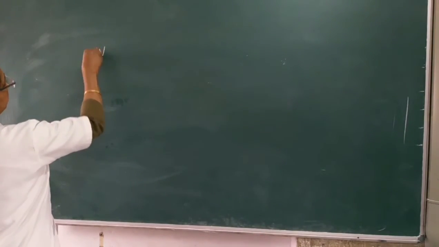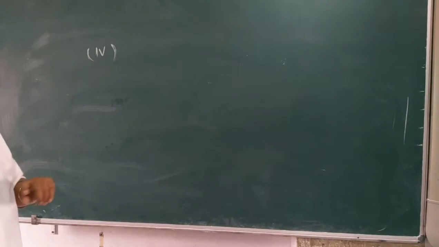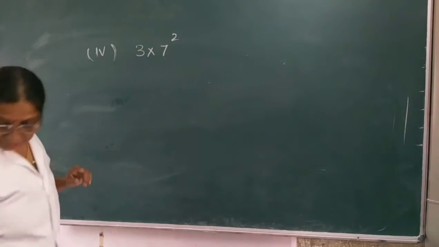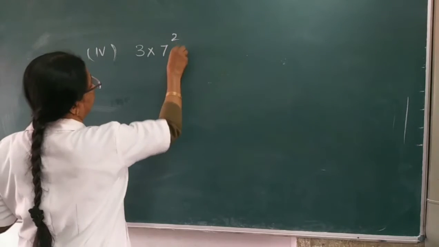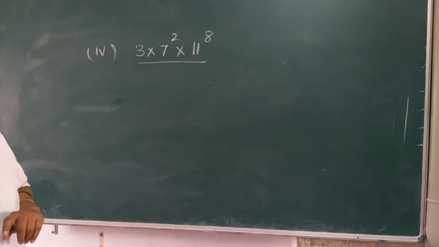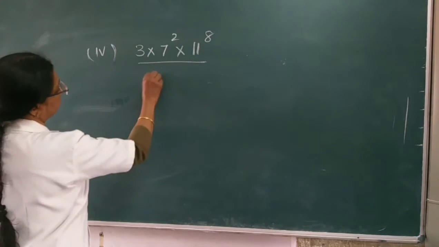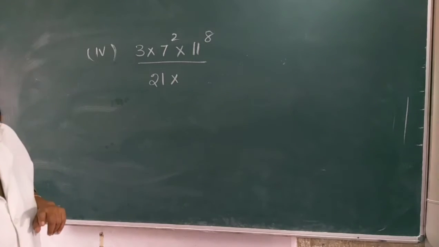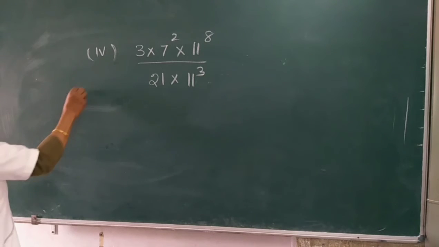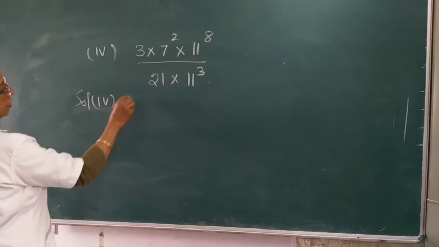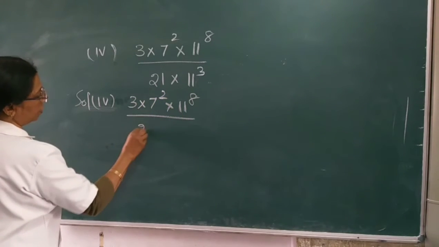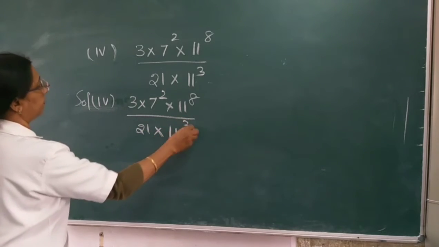Fourth question. Question number 4 is 3 into 7 square into 11 raised to 8 divided by 21 into 11 cube. Okay, solution 4: 3 into 7 square into 11 raised to 8 divided by 21 into 11 raised to 3.